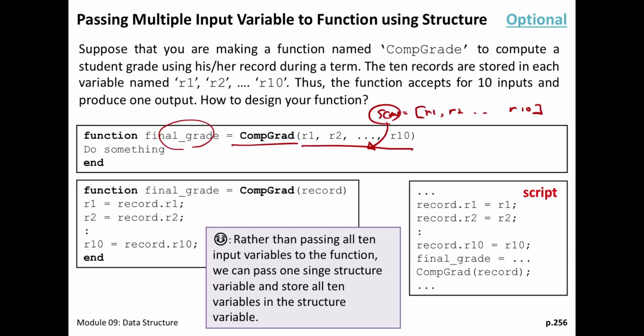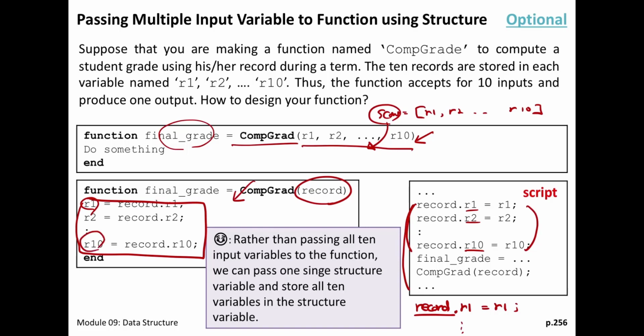Also, there is a potential risk of making a mistake in listing them in this function head or in the script when the function is used. Okay, then you can use the structure variable. You can group the variables with this structure variable. For instance, here you can make a structure variable record and put the field names R1 and so on, store the 10 R values in each field, and then you're sending this record structure variable to the function. In the function you can unwrap the variable like this and then use R1 to R10.